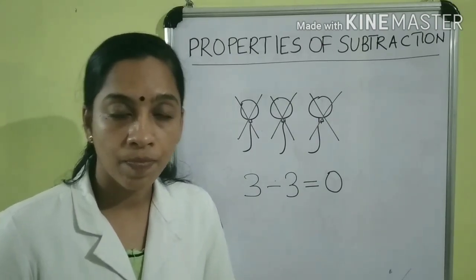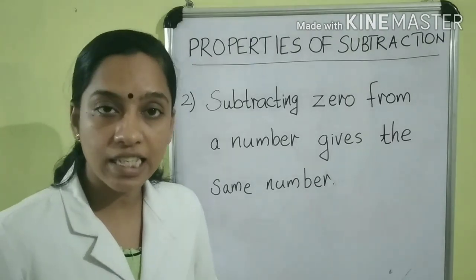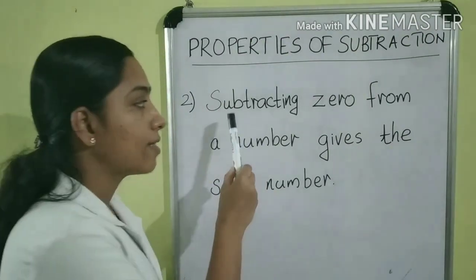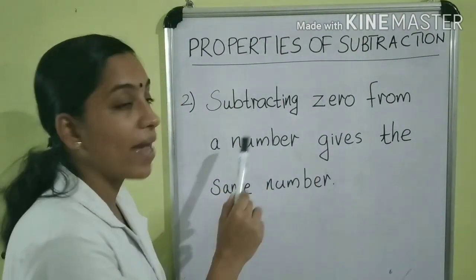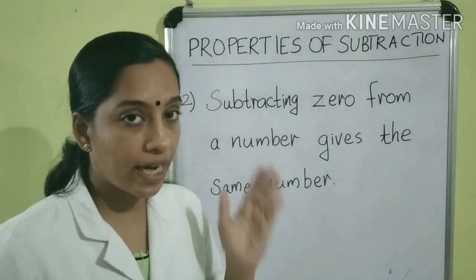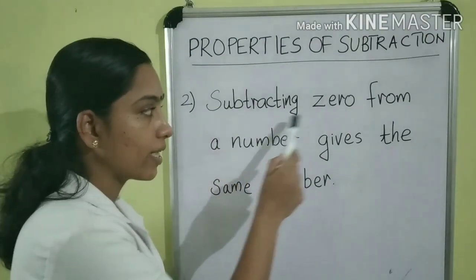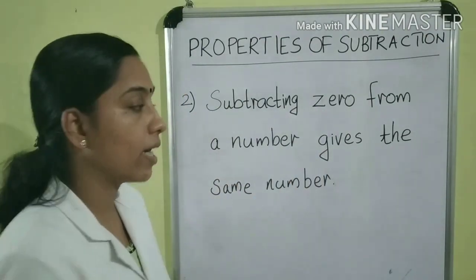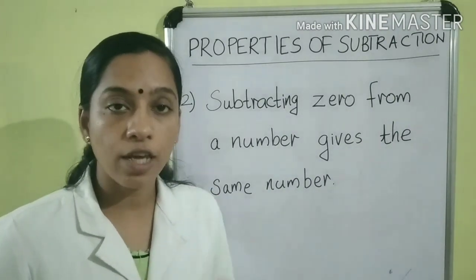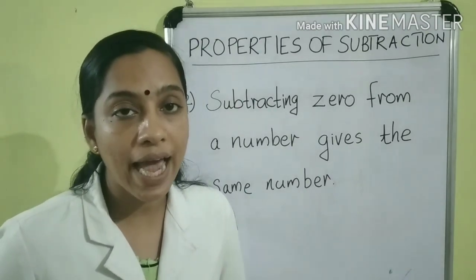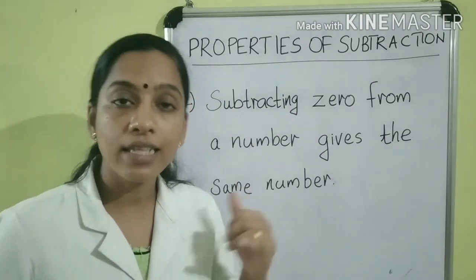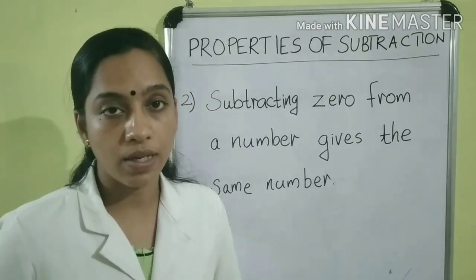Is it clear? Okay. Children, let us listen the second property of subtraction. That is, subtracting 0 from a number gives the same number. I will read the property once again. Subtracting 0 from a number gives the same number. If we subtract 0 from any number, what will be the answer? The same number will be the answer. So children, let us understand this with examples.